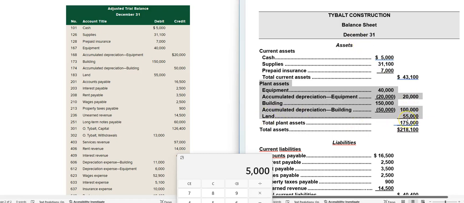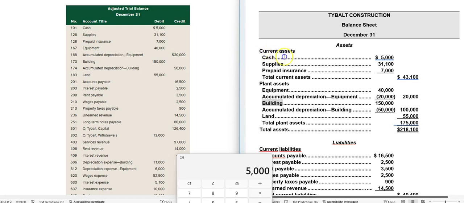And land is the one long-term asset account we don't depreciate because we never use up the value of land. Land has an unlimited life, whereas these other assets, equipment and building, they have a limited life. They will wear out eventually and need to be replaced.